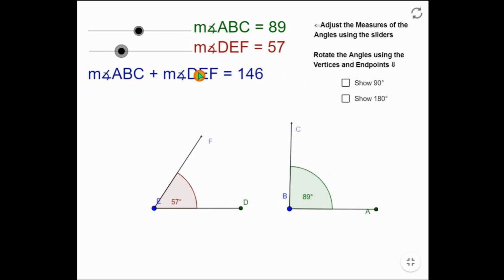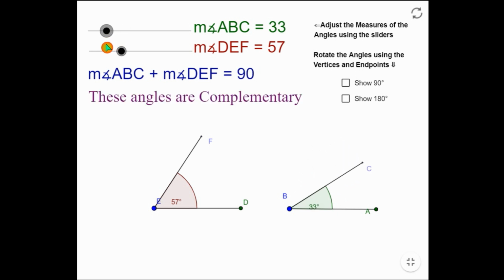Okay? Let's try to i-rotate ulit natin yung terminal side ng angle ABC and make it a little bit smaller, and let's see kung makakabuo tayo ng angle na complementary. See that? So, angle DEF here with a measure of 57 degrees and angle ABC here with a measure of 33 degrees are complementary angles because when we add them, the total is 90 degrees. Okay? So, how about for supplementary angles?